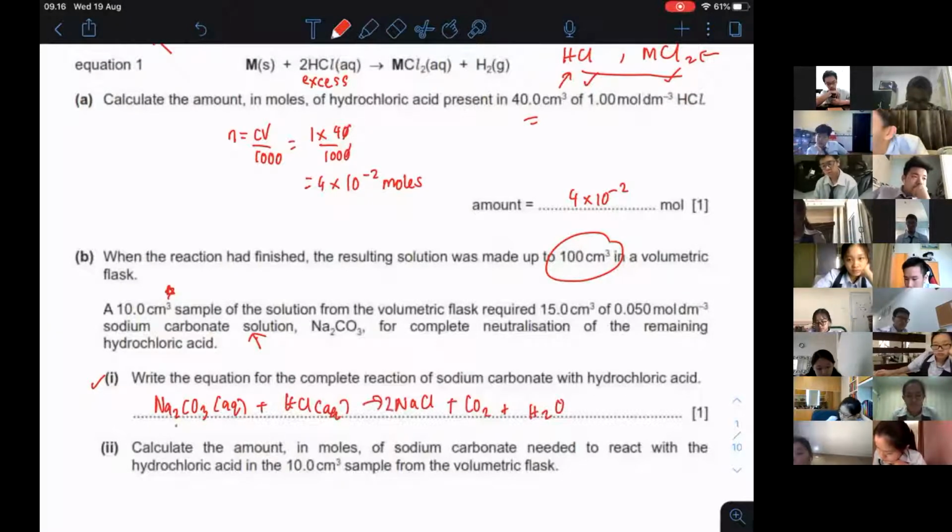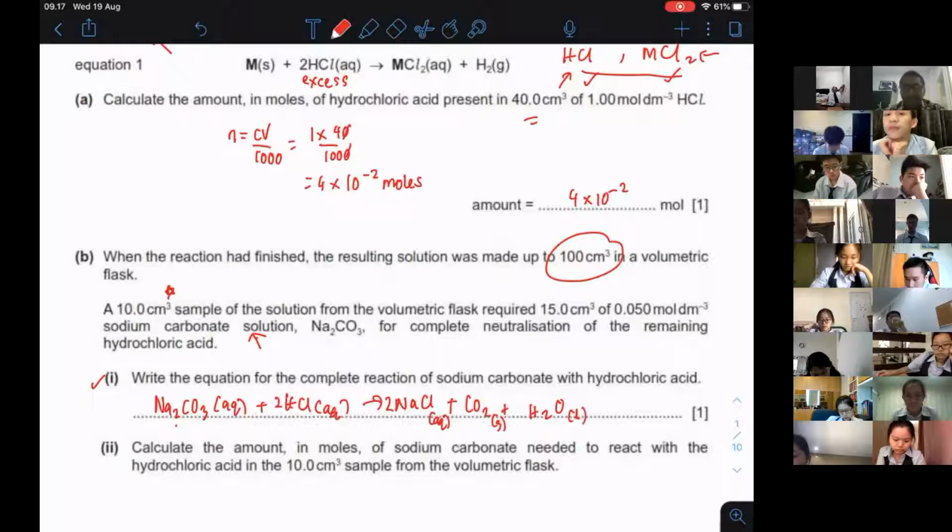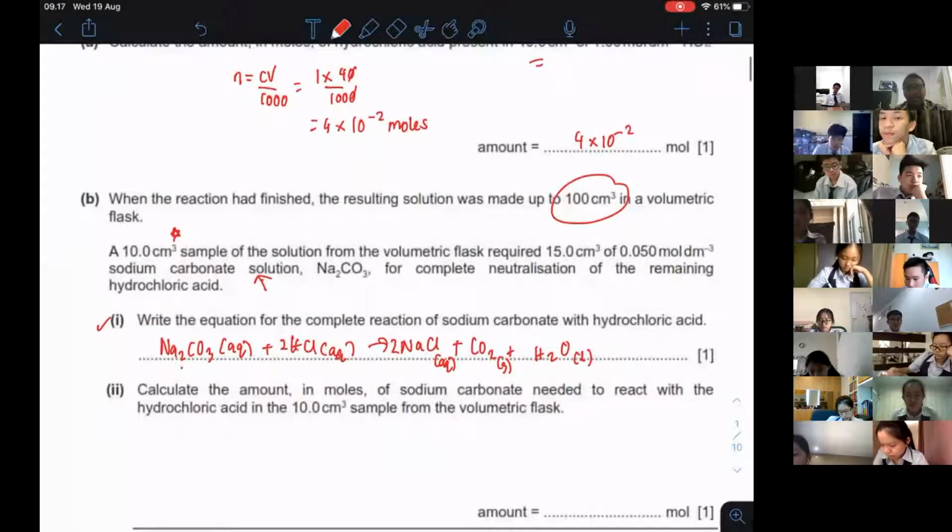I put 2 there. 2 Cl, so I put 2 there. Hydrogen, there's 2. Carbon, there is 1. Oxygen has 3. Everything is balanced. Just put aqueous there. For the gas, put gas, and for this one put liquid. Done.